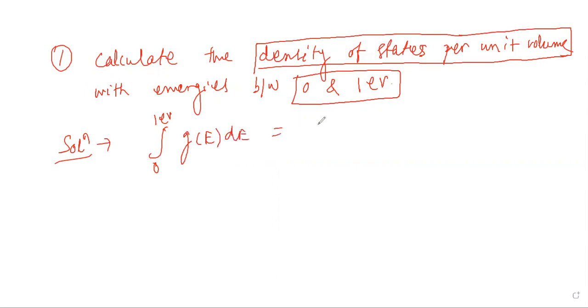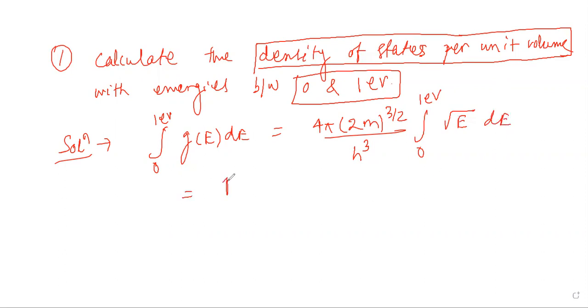Just substitute the value that we determined in one of the videos I have done. You can refer to that for the density of states value we determined: 2m to the power 3 by 2 divided by h cube, where h is Planck's constant. In the integration, I took the constant terms outside, and the function of E will be inside.